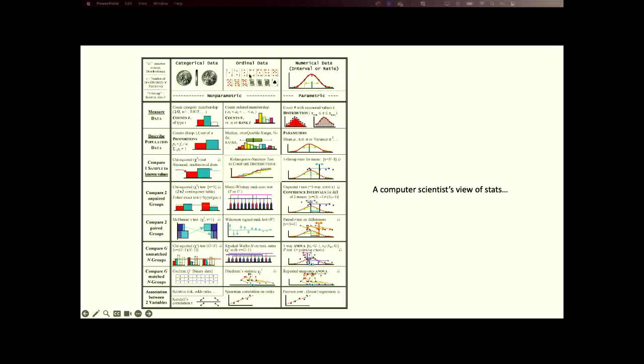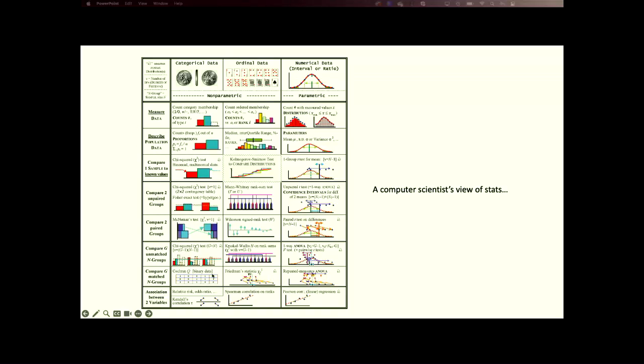most of stats can be broken down into something pretty simple. If you're writing a paper for a biological or human health audience, this is a little cheat sheet. On the top axis, it shows whether your data is categorical, ordinal, or numerical, and whether we want to do a parametric or non-parametric test. I'll go over that in a second. Then we have different columns: do we want to measure data, describe population data, or compare one sample to known values, et cetera?